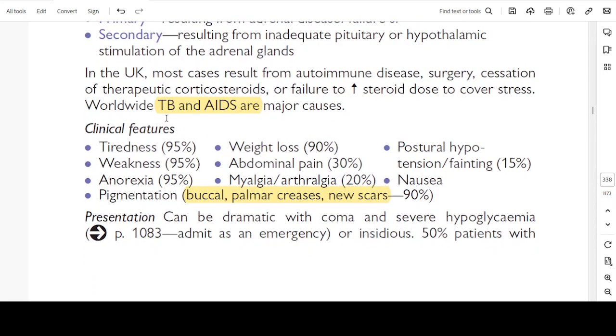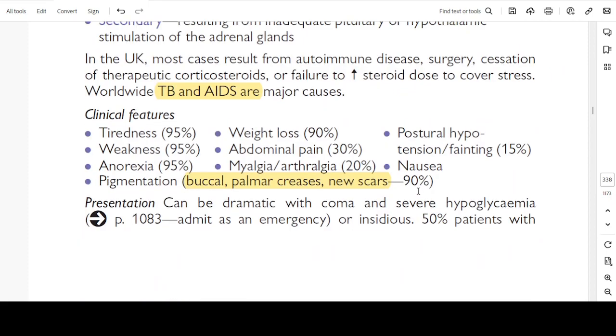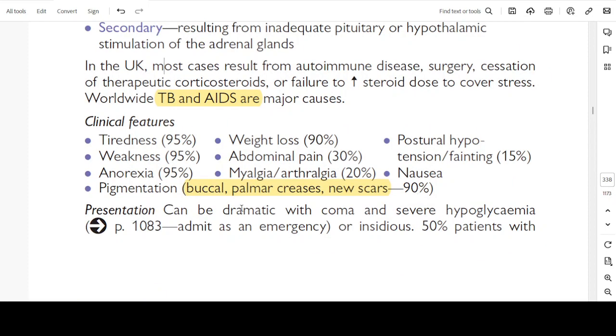Clinical features are tiredness, weakness, anorexia, pigmentation, buccal pigmentation and new scar pigmentation, weight loss, abdominal pain, myalgia, arthralgia, postural hypotension or fainting, and nausea. While in Cushing's there is hypertension, in Addison's there is hypotension, postural hypotension. Presentation can be dramatic, with coma or severe hypoglycemia in a crisis state, or insidious.